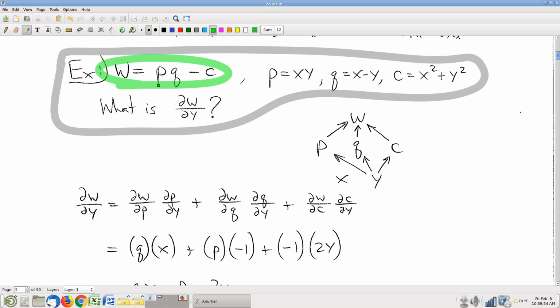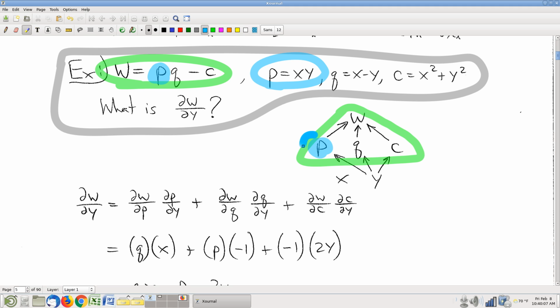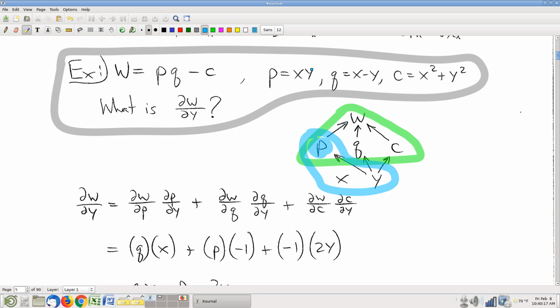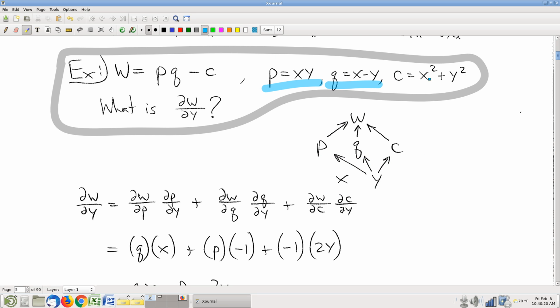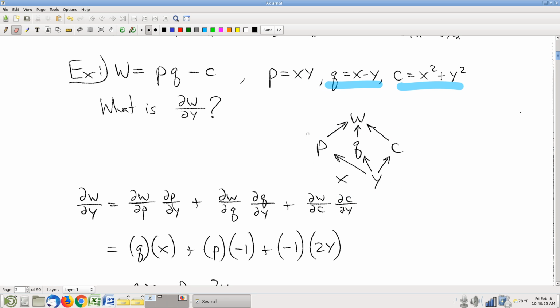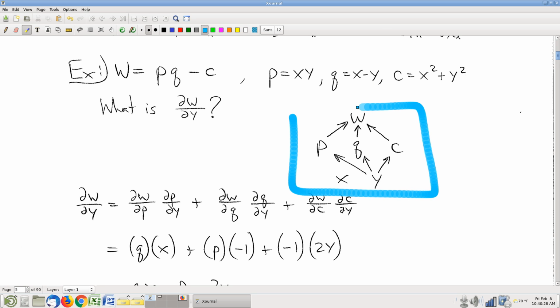So W, you can see right here, is a function of P, Q, and C. Right? P itself, that's one of the input variables there. P is a function of X and Y, and that suggests, and I need to put that down there like this. Right? And then likewise, P, Q, and C, all functions of X and Y. So something like that. So all together then, here's our roadmap. Here's which variables depend on what variables.